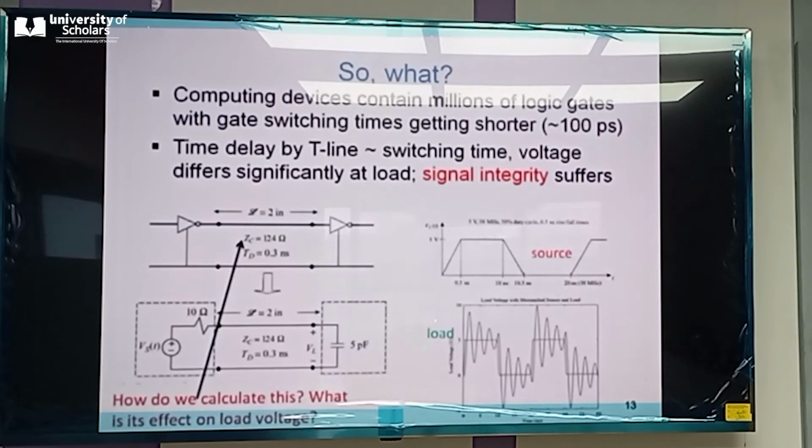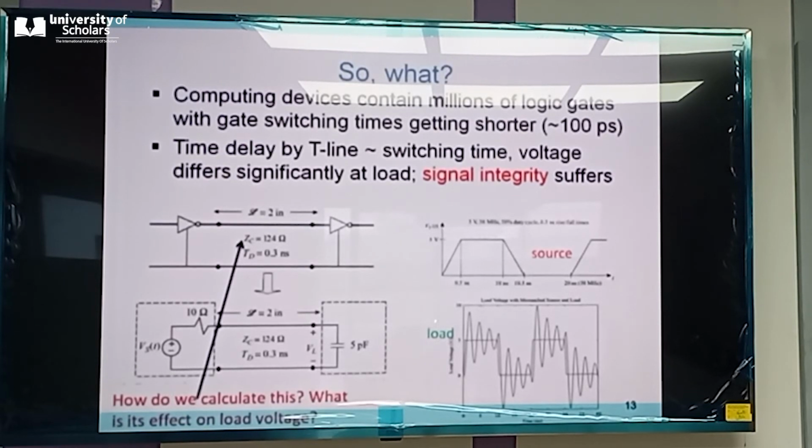How does the impedance behave? So here you can see that the characteristic impedance is given to be 124 ohm. The arrow shows it, right? And the time delay of the transmission line or the interconnect is given as 0.3 nanosecond. And if this is the source voltage, you can see that the source is switching from logic low, which can be represented as 0 voltage, to logic high, which is 5 volt.